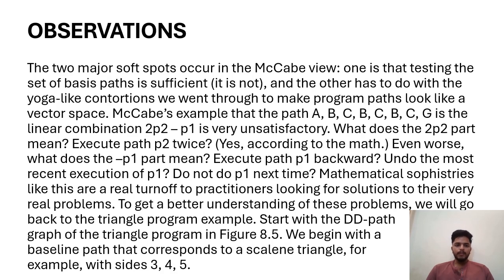Observations. The two major soft spots occur in the McCabe wave. One is that testing the set of basis paths is sufficient, and the other has to do with the yoga-like contortions we went through to make program paths look like a vector space. McCabe's example is that the path ABCBCBCG is the linear combination 2P2 minus P1, which is very unsatisfactory.